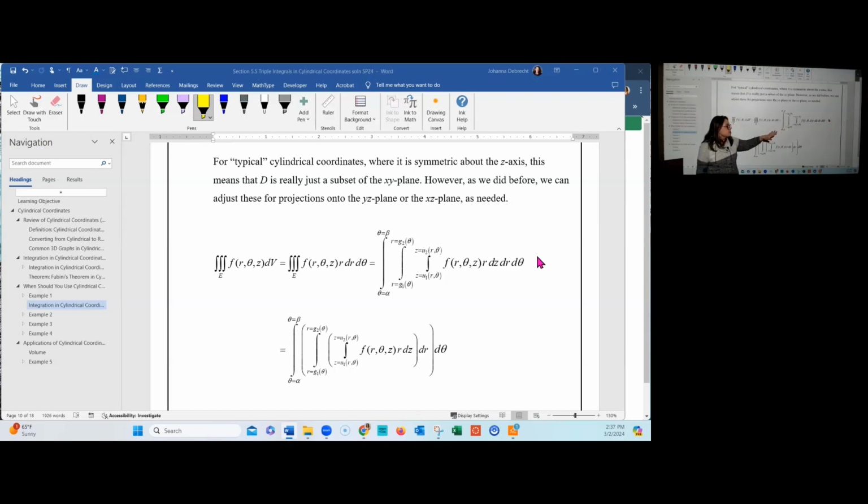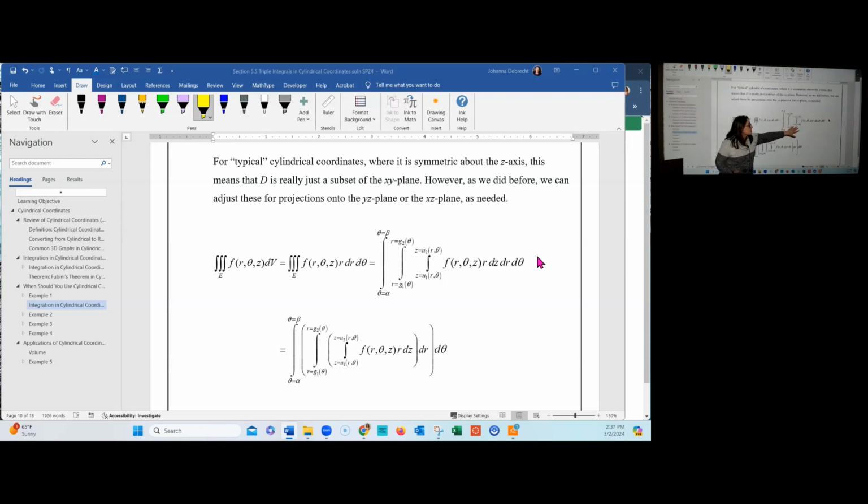Our surface will go from some surface of r theta to another surface of r theta. Then r will go from some function of theta, g1 of theta, to a different function of theta, g2 of theta. And finally, the outer integral goes between constants, theta equal to alpha and theta equal to beta.